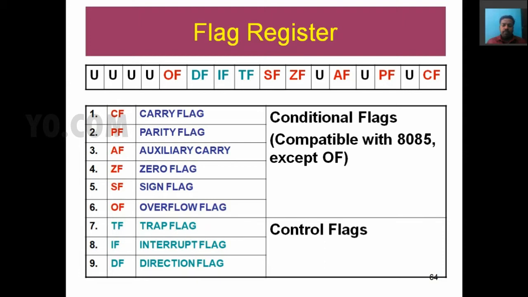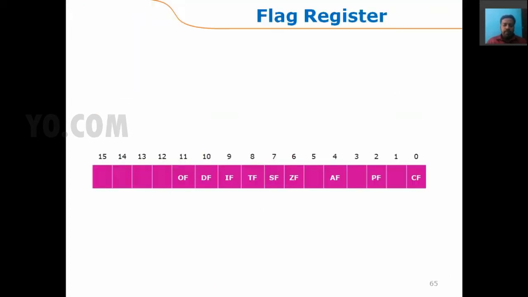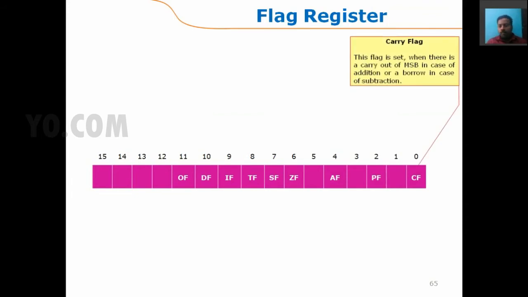Okay, then 3 flags are control flags, that is trap, interrupt, then direction flag. Trap flag, interrupt flag, direction flag. Okay, these are the control flags. So this is a flag register. We will see one by one. So first one, carry flag. What is carry? What is carry generally?